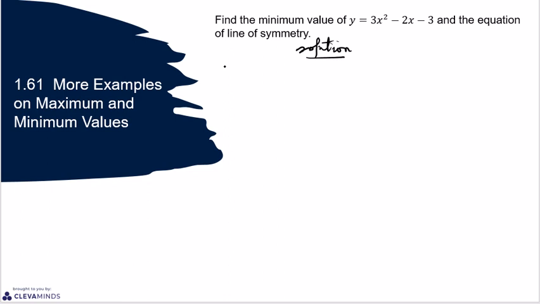So we have y equals 3x squared minus 2x minus 3, right? Good. From there, we are able to factorize out 3 into x squared minus 2 over 3 x, then close bracket, minus 3. Are you with me now?